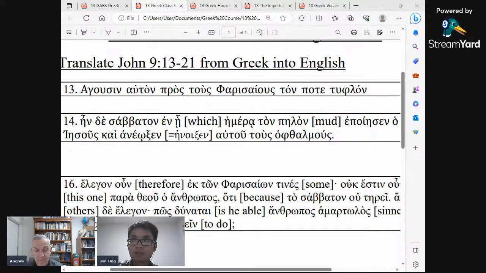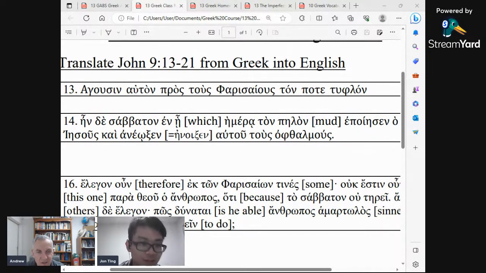Okay, so that's basically the accusative of autos. Singular. So bring him. Yes, well done. They bring him towards the Pharisees, pros tus Pharisaeus. Ton pote would just cover it. Pote is once. Who was once blind. So they brought the man who was once blind to the Pharisees. Yes, very good. So there we go. That's verse 13. All right, number 14.